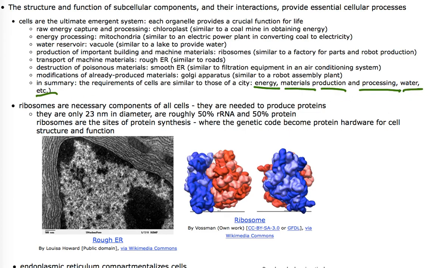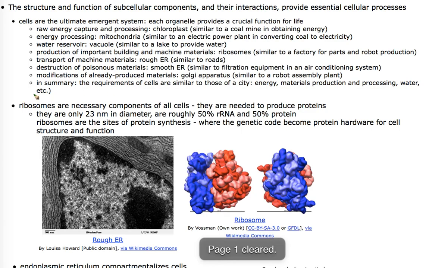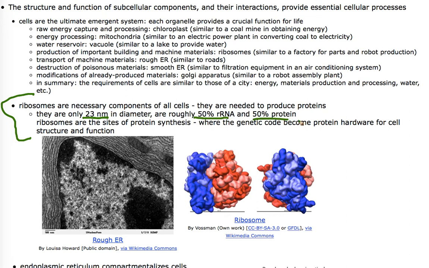So let's talk about some of the pieces in detail. Ribosomes, they're really small. All living cells have to have them. They're only about 23 nanometers, so they're the smallest of all the organelles. They're 23 nanometers in diameter. They're roughly 50% RNA and 50% protein. And they are the sites of protein synthesis. They are where the genetic code unfolds into an amino acid sequence. They create the primary structure of a protein.